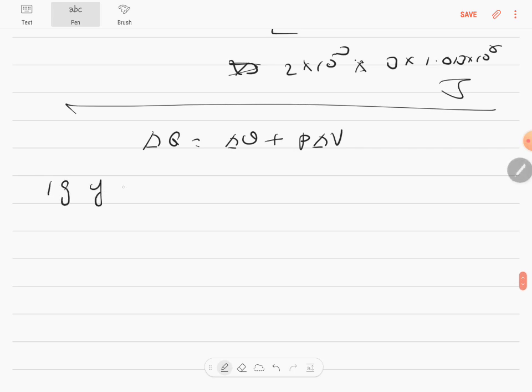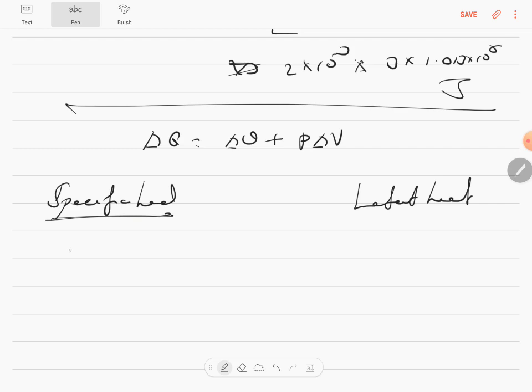1 gram of water at 100 degrees Celsius. Okay, 1 minute. I'll just teach you what is the meaning of latent heat and specific heat, which is very important. The words specific heat and latent heat are very, very important. Specific heat is the amount of heat, delta Q, which is supplied to a body to raise its temperature by delta T.